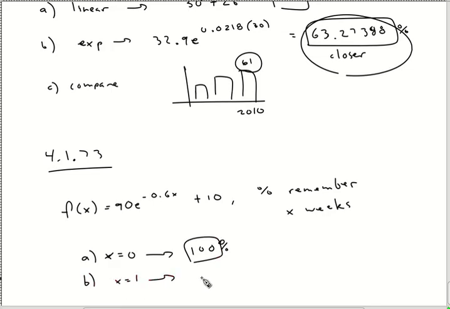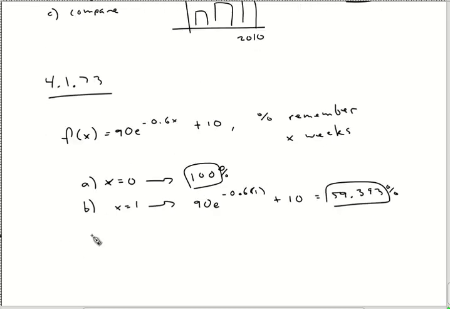x equals 1. And so then after 1 week, what do we get? Well, we plug it in. So 90 e to the negative 0.6 times 1, and then plus the 10. Pretty simple and straightforward. We got 59.393. Well, that's a lot of people forgetting stuff already. Wow. Makes me wonder. So C, they say now what's after 4 weeks? Just do the same thing.